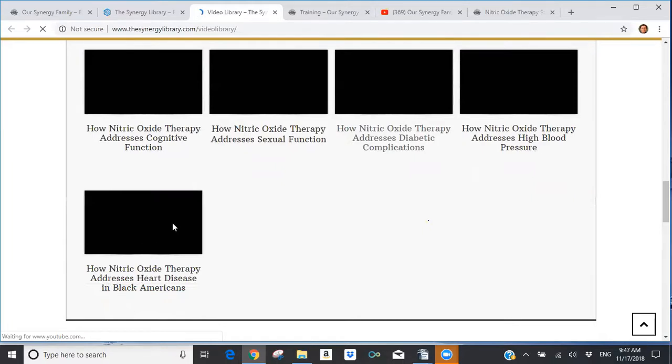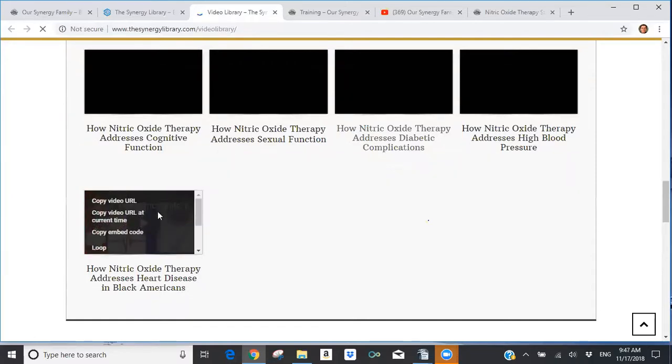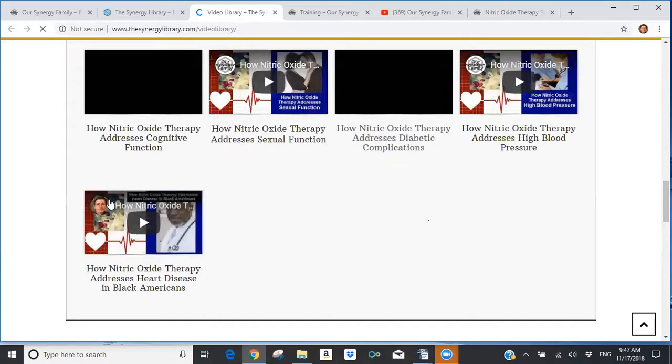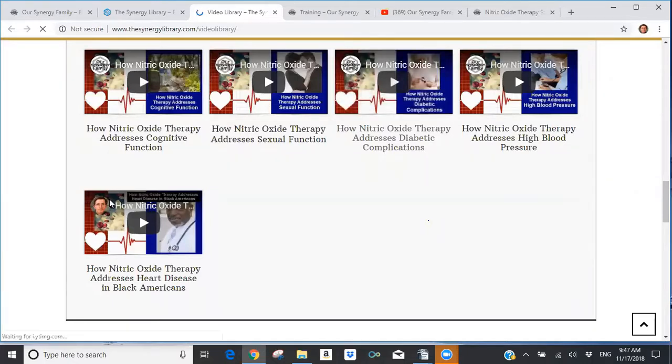So all I did is, again, I got to wait for the video to actually show up on my screen, and once it shows up, there it is, I can right click, copy video URL, and then that's what I did. I sent her an email with the link to that video so that now she can share that video with other friends and family that are African American, Black American.